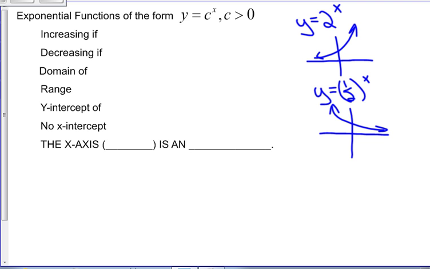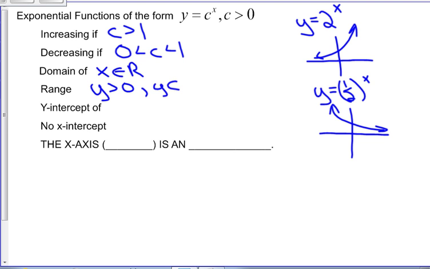Now, both of these functions are going to have an asymptote of the x-axis, and they're both going to get steeper and steeper either as we go to the right or to the left. So we're increasing if c, or the base, is greater than 1. We're decreasing if the base is between 0 and 1. And if the base was less than 0, if it was negative, then these would all be extremely poorly behaved. So we only really want to talk about positive bases. The domain, you can put anything you like in here. And the range is going to be y is greater than 0. You're always above the x-axis. Or you could call that y is a positive real number.